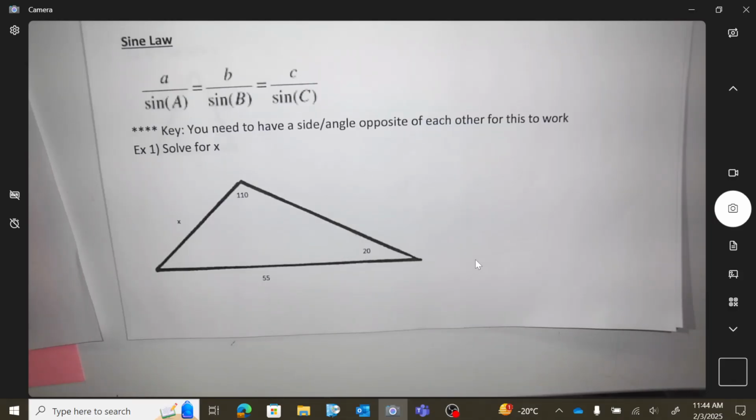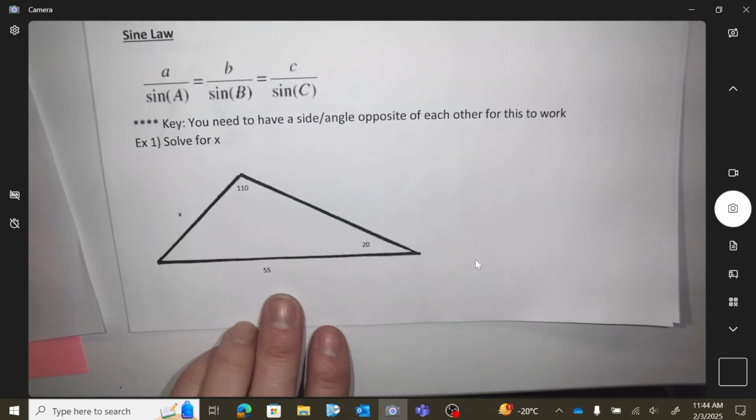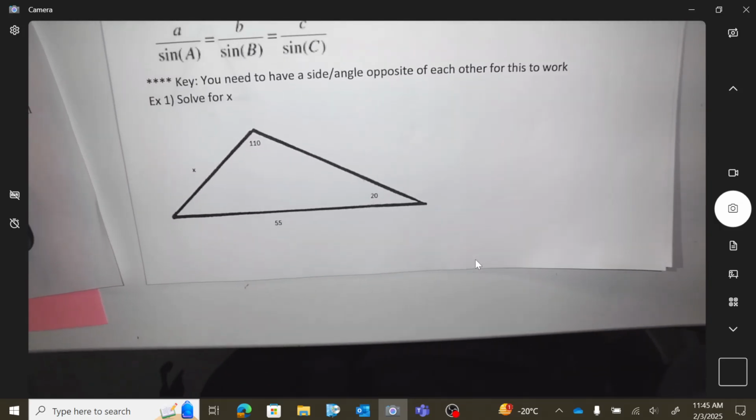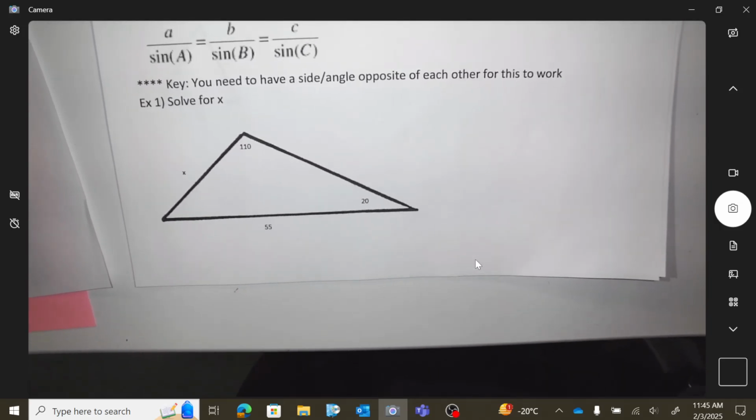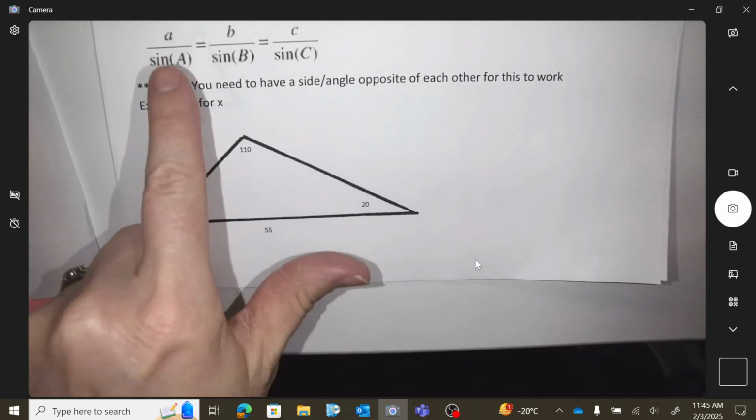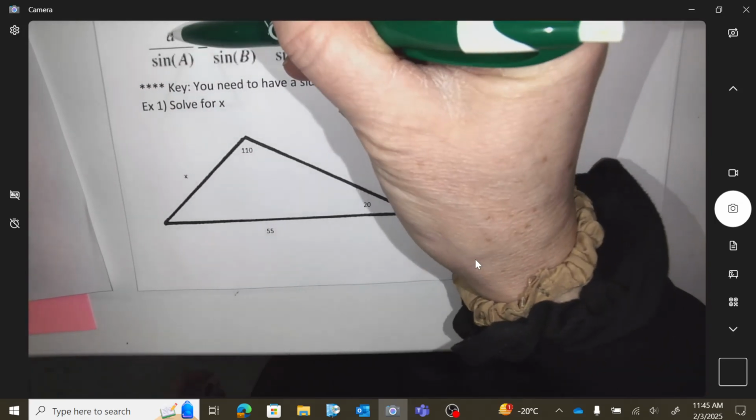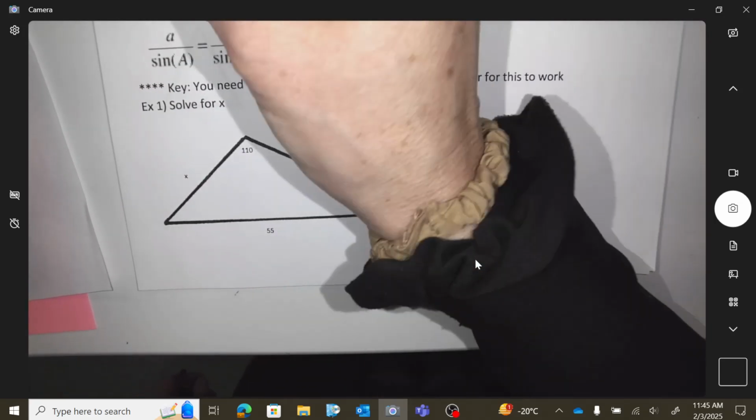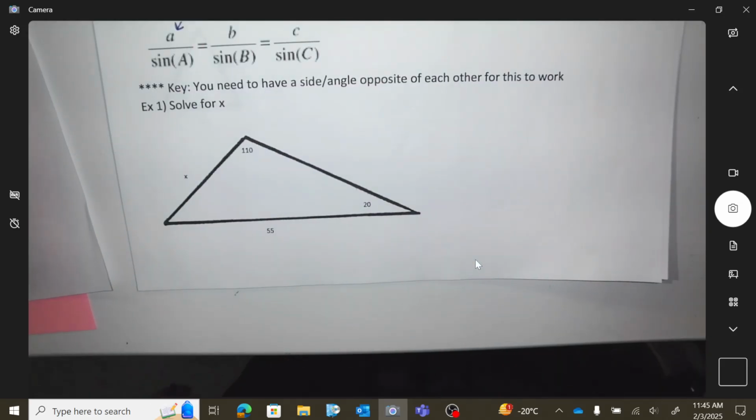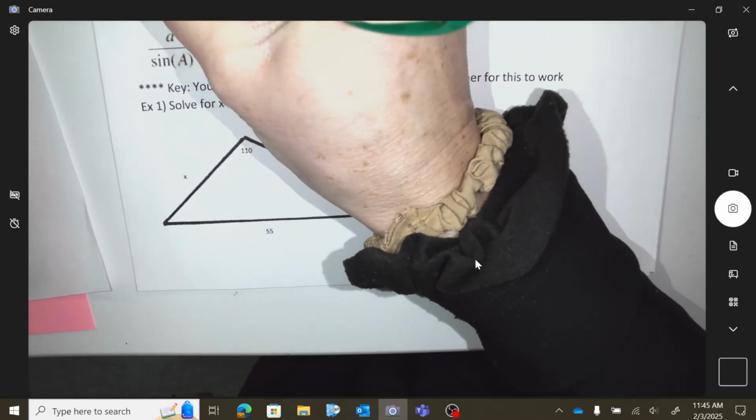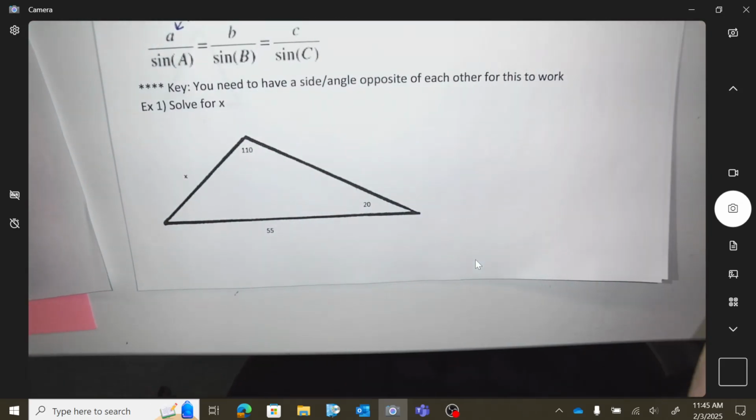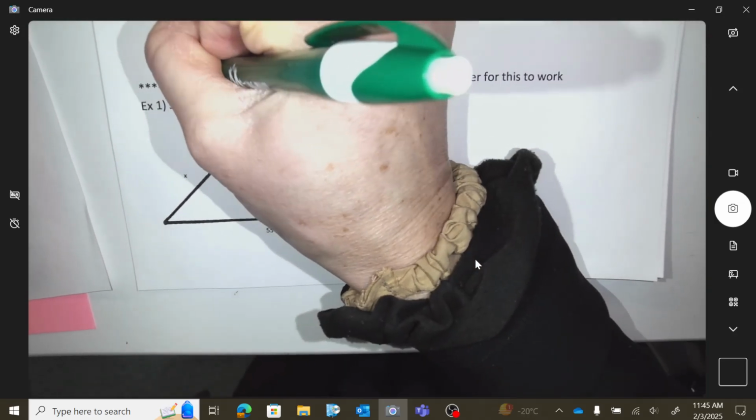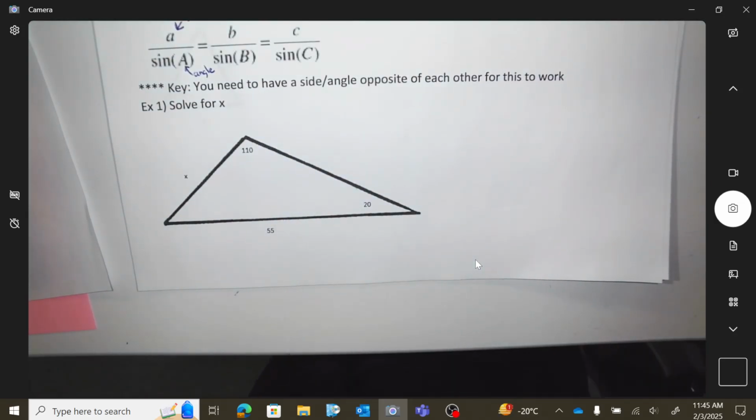Okay, so sine law is for a triangle that does not have a right angle. So see this? I can't use SOHCAHTOA stuff. I can't use Pythagorean. Those are out. So sine law connects a over sine A. Do we understand that when I have an a there, it is a side because it's a lowercase a? And that's an angle with a big A.